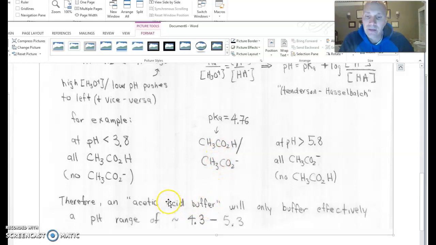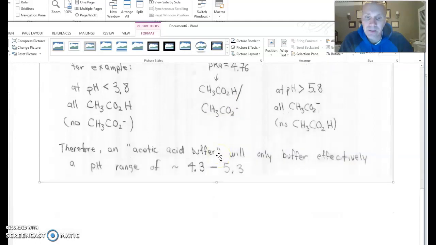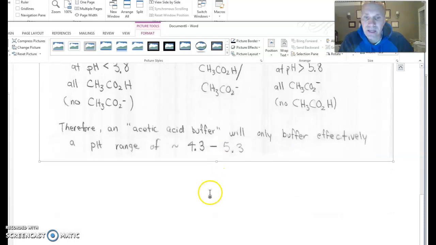All right. But the thing is, it's not like we're out of luck, because if we wanted to make a buffer at a different pH, we can do that. We just can't use this particular weak acid. All right, so let's investigate that.